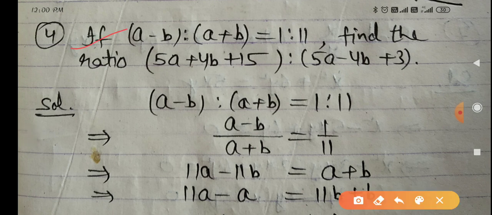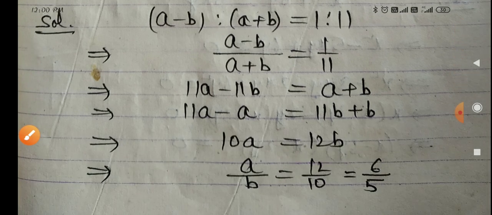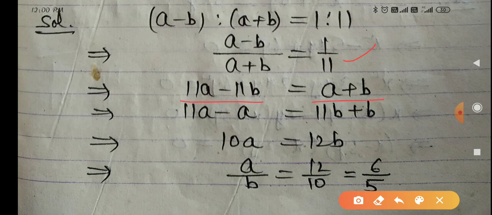If A minus B is to A plus B equals 1 is to 11, find the ratio 5A plus 4B plus 15 is to 5A minus 4B plus 3. A minus B is to A plus B equals 1 is to 11, it is given. A minus B upon A plus B equals 1 upon 11. Do cross multiplication. 11A minus 11B equals A plus B. 11A minus A, 11B plus B. 10A equals 12B. A upon B equals 12 upon 10, 6 upon 5.